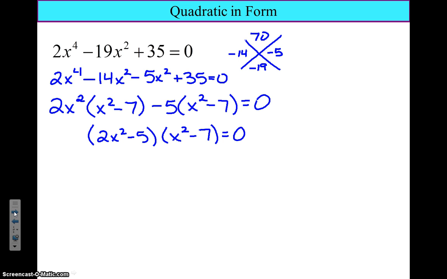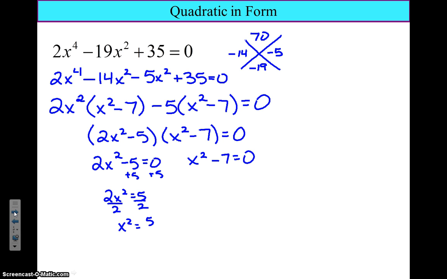So once again, if I have the product of two quantities here and that product equals 0, that means that if either of those quantities are 0, then that side is going to equal 0. So I'm trying to find values of x that will make 2x squared minus 5 equals 0, and values of x that will make x squared minus 7 equals 0. So for this first one here, I would add 5 to both sides. I've got 2x squared equals 5. I would divide both sides by 2, and I get x squared equals 5 divided by 2. If we're solving here, we would need to take the square root of both sides, and that leaves me with x can equal plus or minus the square root of 5 halves.